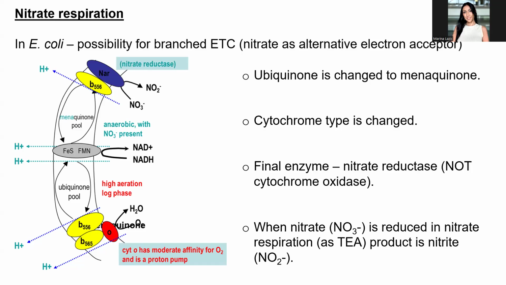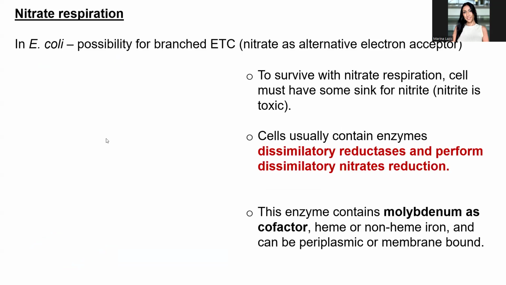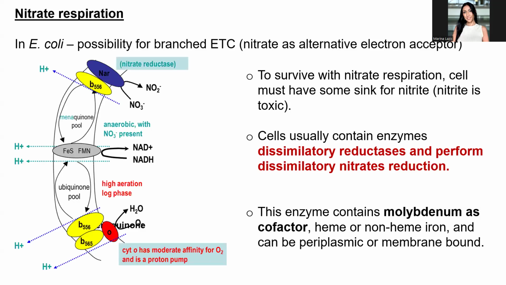This is respiration with an alternative terminal electron acceptor. And we talked about that at the beginning, but I forgot which unit exactly, but you change the type of the cytochrome, you change the type of the quinone, and it's not an oxidase, it's a terminal reductase. So this is one branch of the electron transport chain. So this is nitrate respiration.